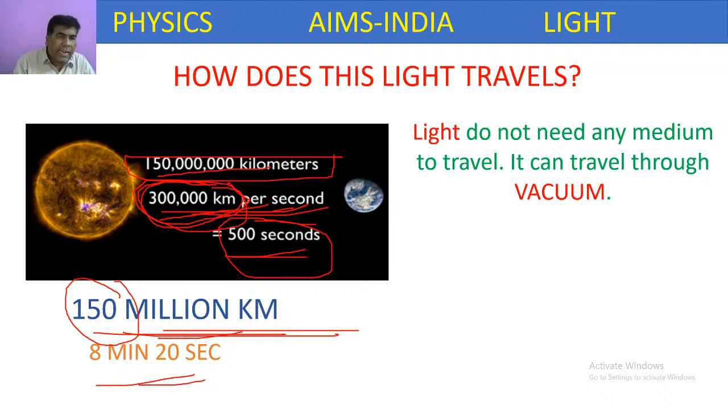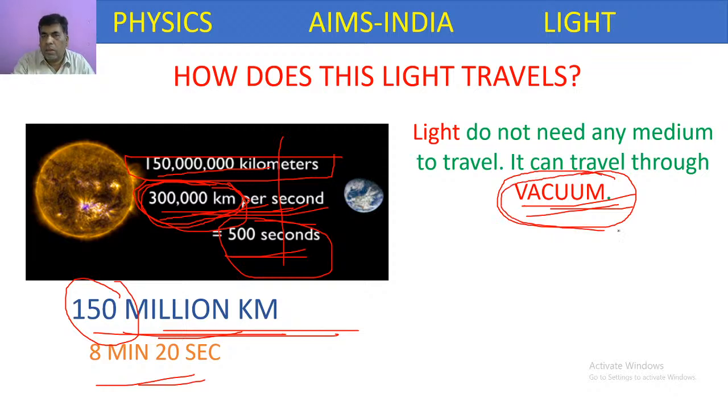Between sun and earth, in the beginning portion, there is nothing. There is nothing means we consider it as vacuum. Please be careful with the spelling of vacuum. The correct spelling of vacuum is V-A-C-U-U-M. So between the earth and sun, in the beginning portion, there is vacuum.